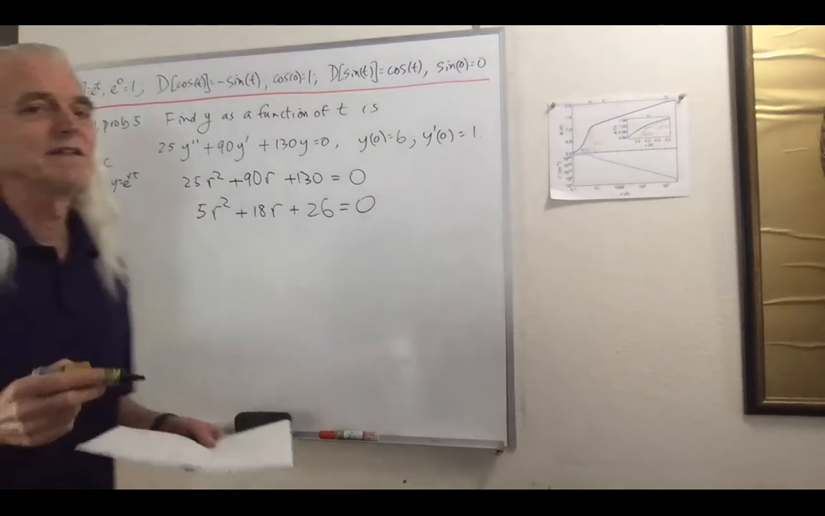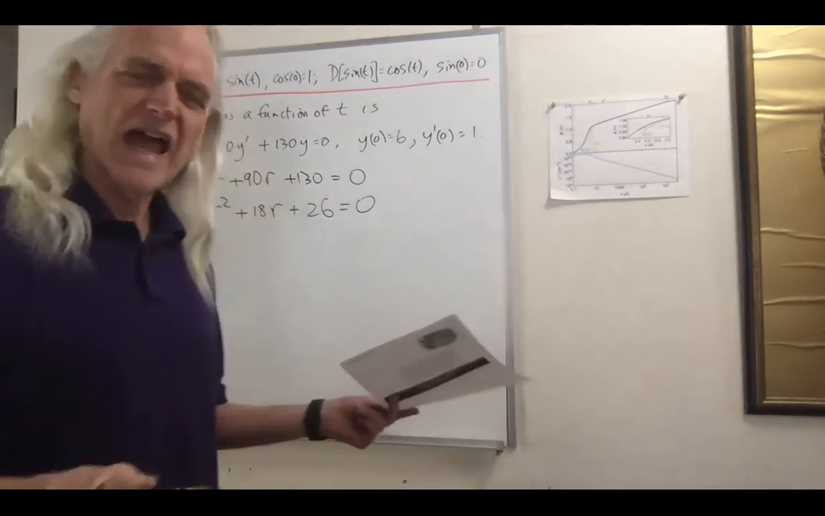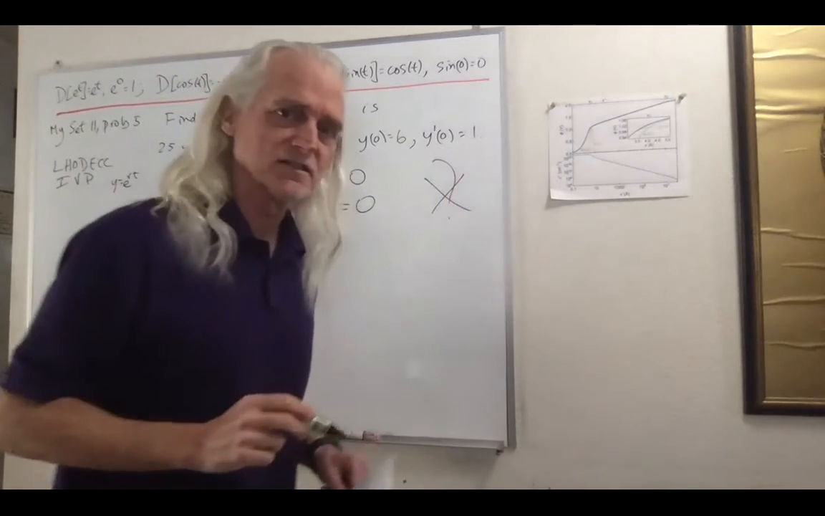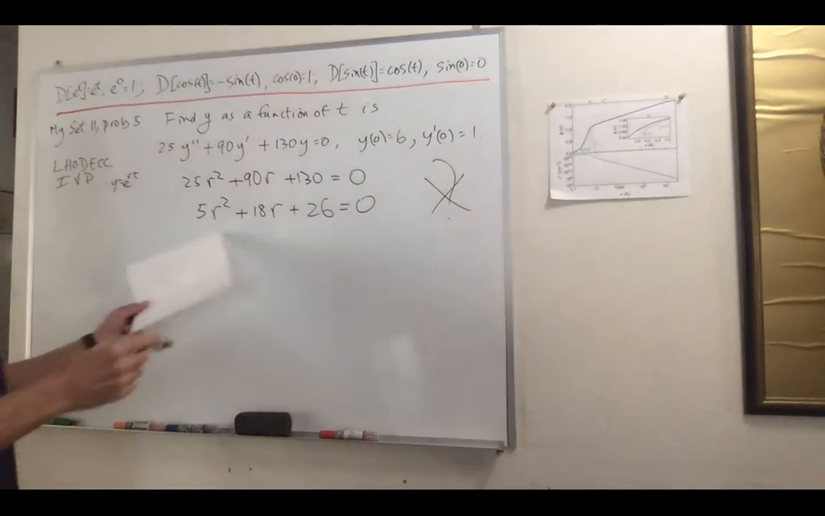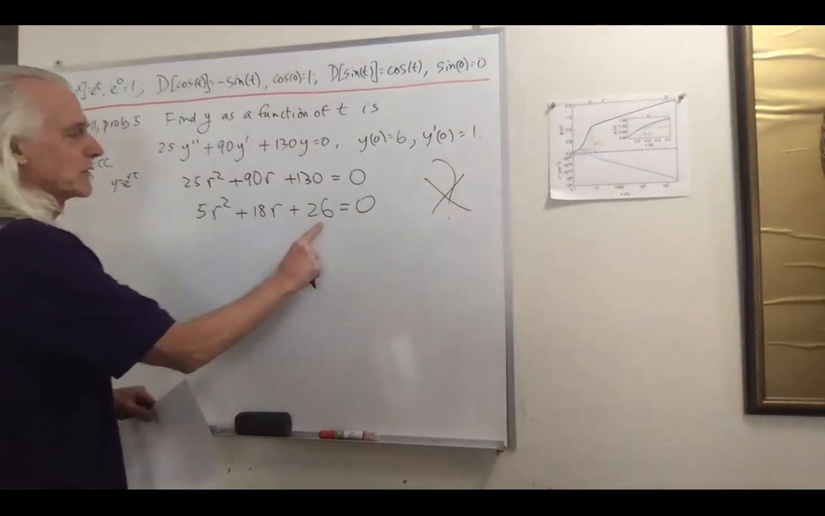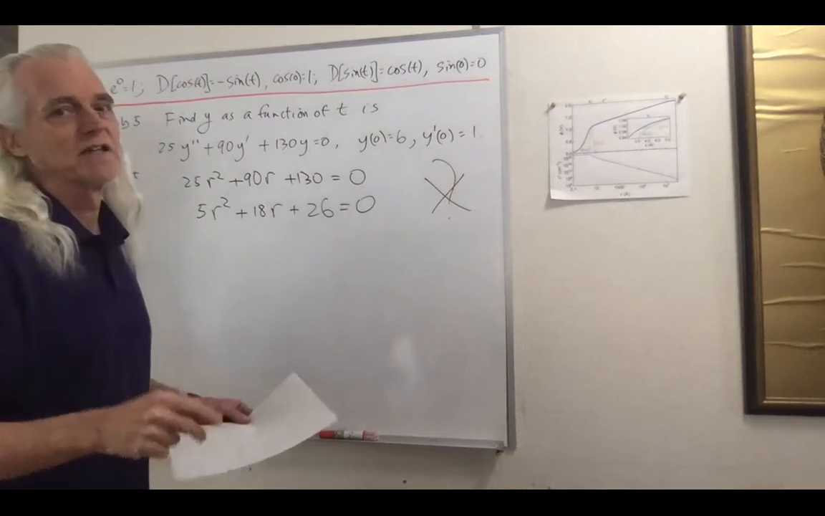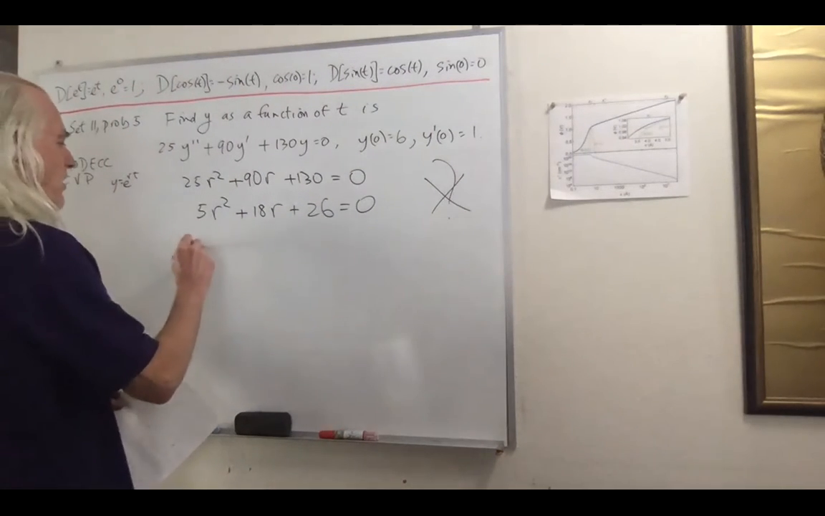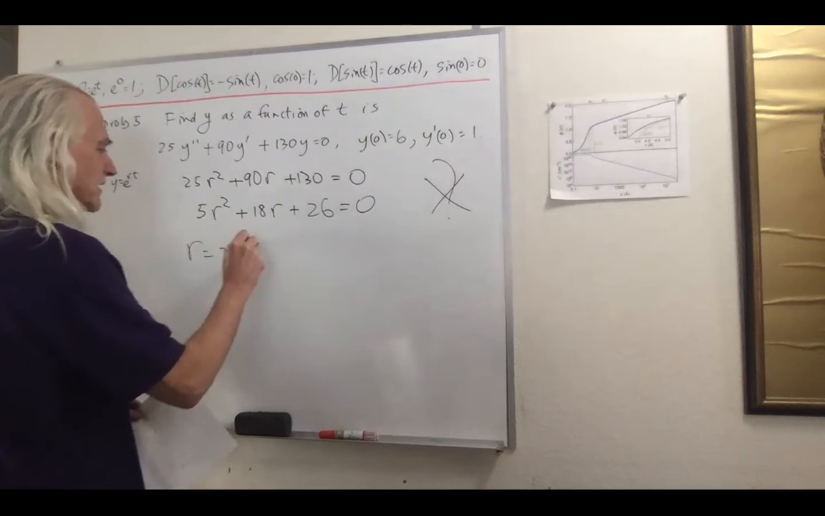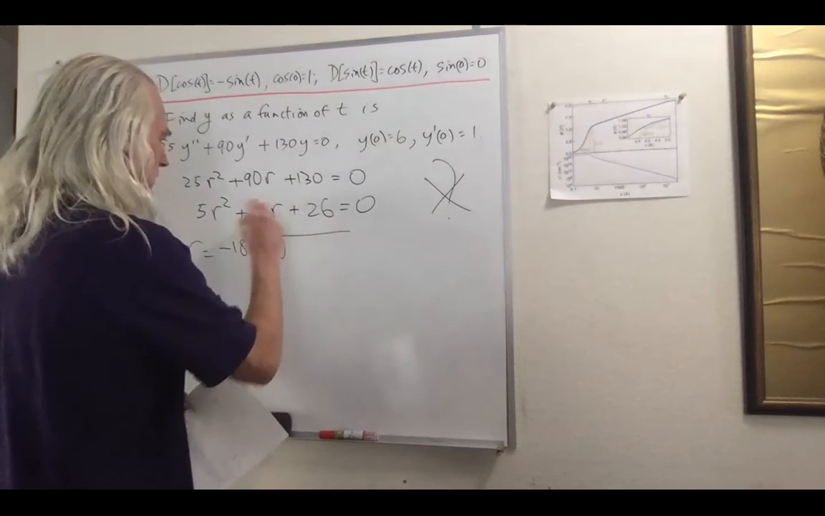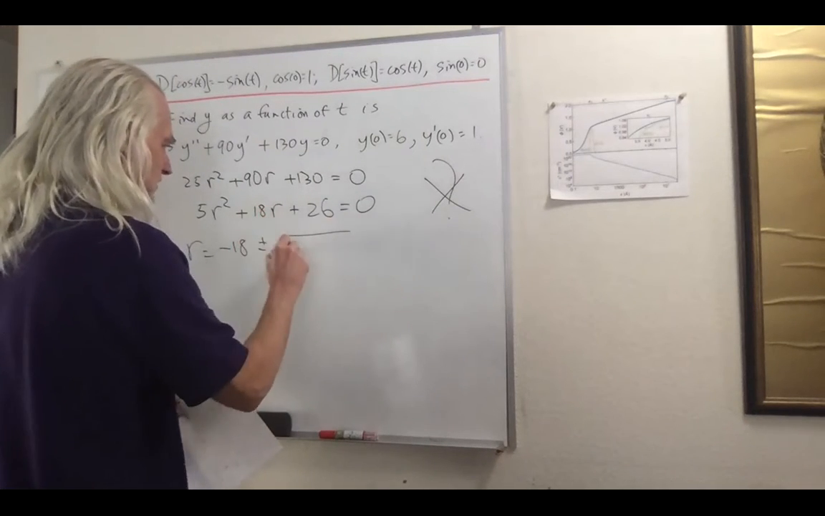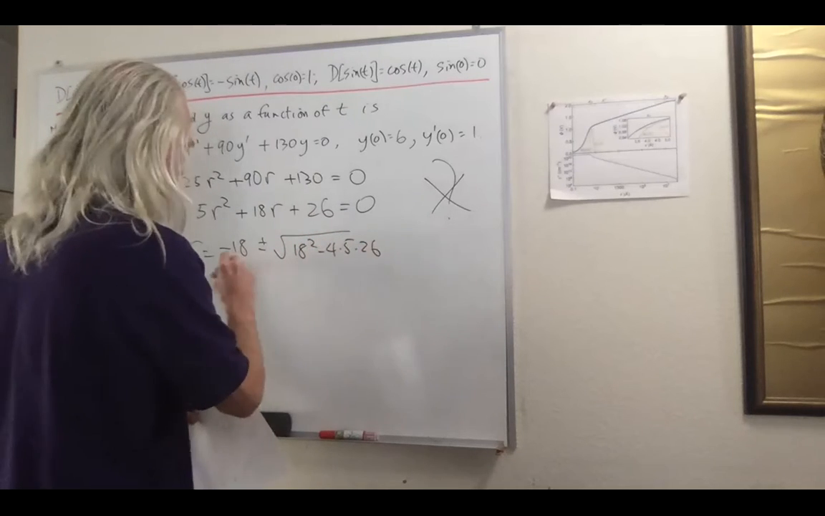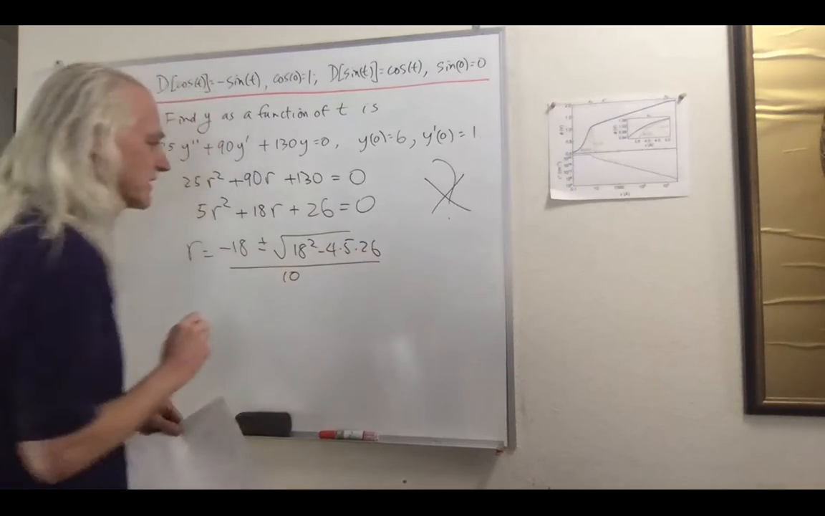So maybe there are some people I've seen factoring these things, but I really don't know what that is. If I don't have a 1 there, I usually just go straight to the quadratic formula. So we have r is going to be negative 18 plus or minus the square root of 18 squared minus 4 times 5 times 26, all over 2a, which is 10.